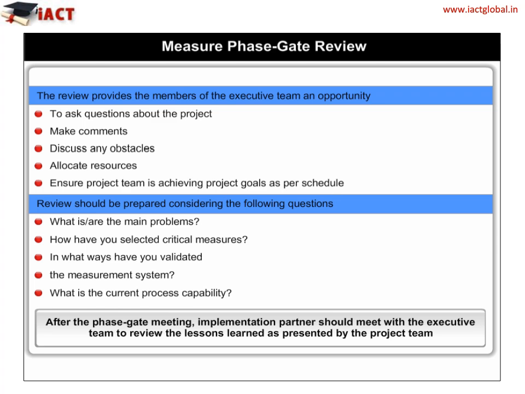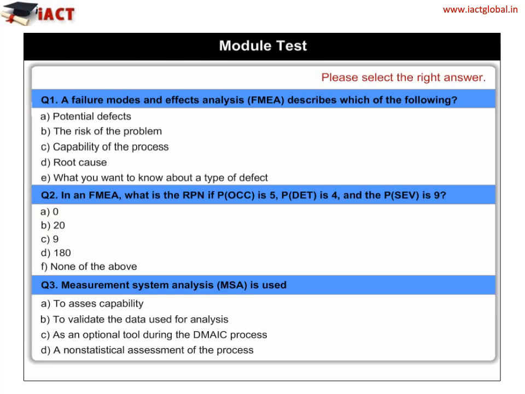Phase gate reviews are not technical. It is assumed that the master black belt and the black belt have worked out any technical problems. They are primarily to ensure that the project is proceeding according to plan, that the team is meeting the deliverables by the milestones, and that the project is on time and within budget.